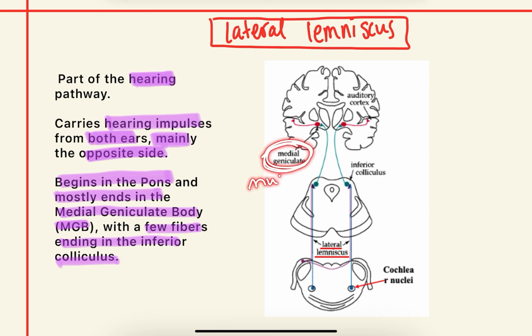So M for music, remember? So it's for hearing. And some of it could be in the inferior colliculi. So again, it starts in the pons, goes up, mainly ends in the medial geniculate here, and some of it stays in the inferior colliculus.